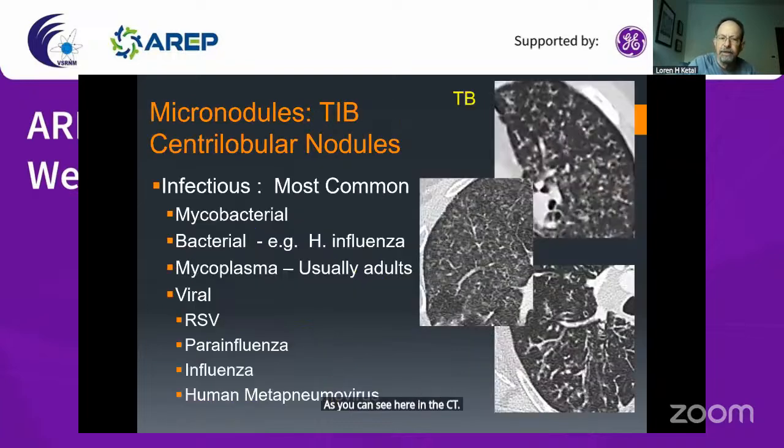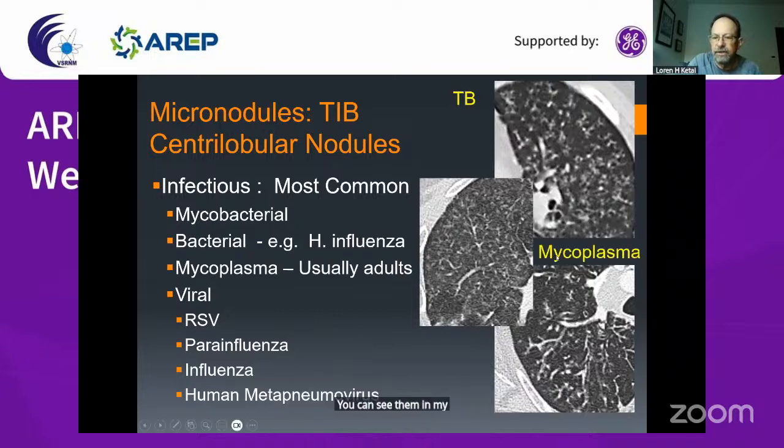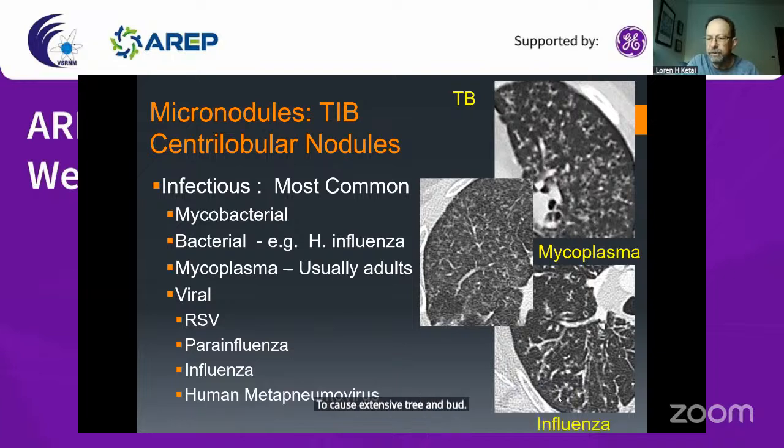These are most commonly infectious. Not any specific infection, though. They can be mycobacterial, such as TB. They can be bacterial, in which case the most characteristic infection would be Haemophilus influenzae. You can see them in mycoplasma, usually in adults as pictured here, and in viral infections as well. These are the four most common viral infections to cause extensive tree and bud. In this case, there's a picture of influenza causing tree and bud.